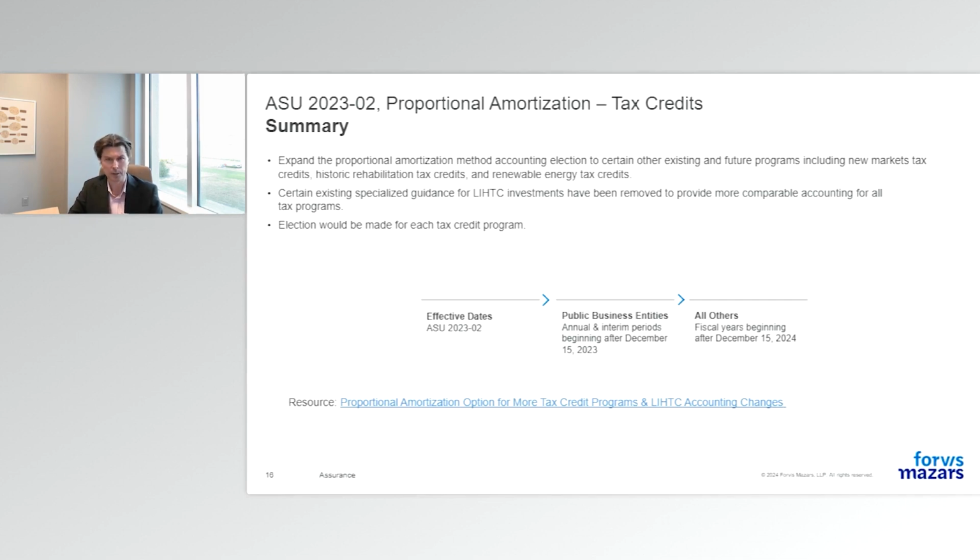And then one other comment on the LIHTC investments, if that's something that your entities have been engaged in. Topic 323 currently applies to all LIHTC investments, regardless of whether they are accounted for using the proportional amortization method or not. So kind of on that note, stakeholders questioned whether the specialized guidance for LIHTC investments that are not accounted for using the proportional amortization method should be retained in the subtopic. And then in response, the amendments in this update actually remove the specialized guidance for LIHTC investments that are not accounted for under the proportional amortization method.